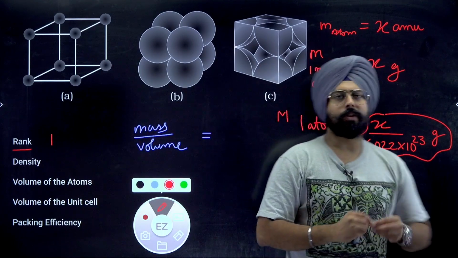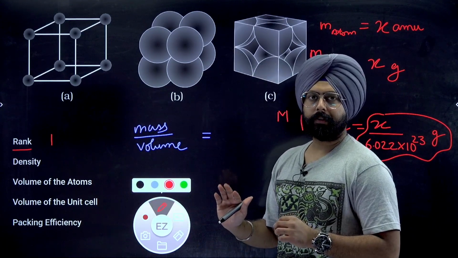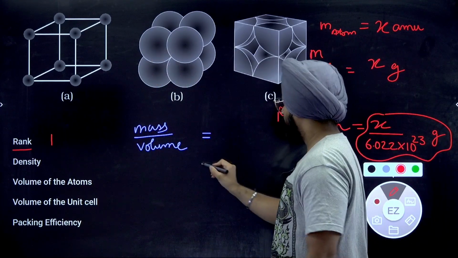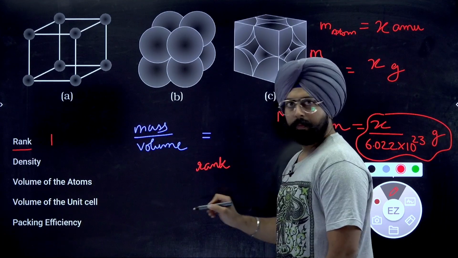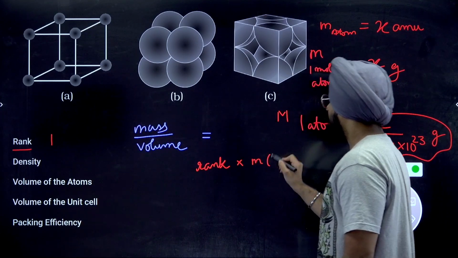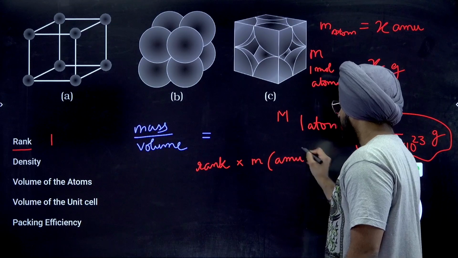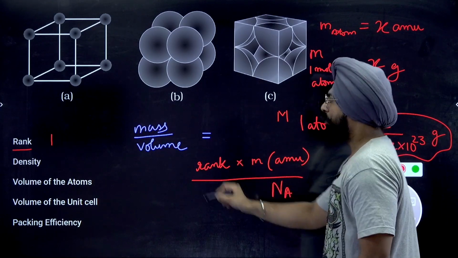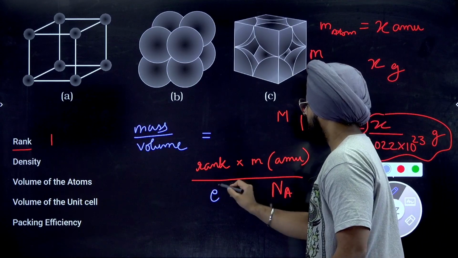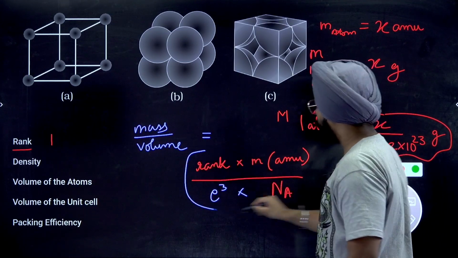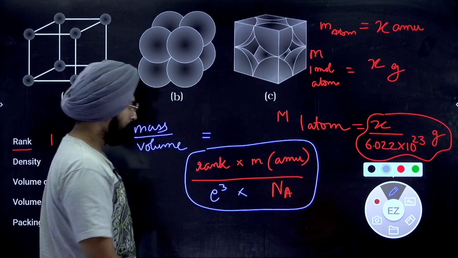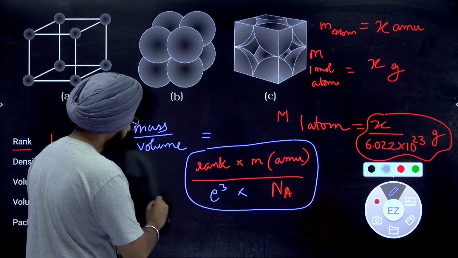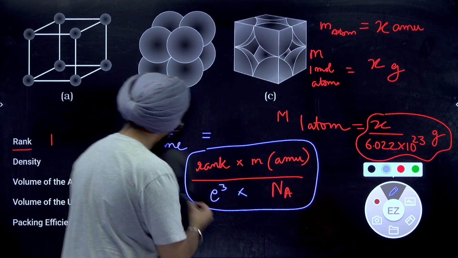Now, there's a certain formula of density that you will find in books. I'll show you what that formula is. The mass inside any unit cell would basically be equal to the rank of the unit cell into the mass of the atom in AMU. If I have to take this in grams, I have to divide the mass in AMU by the Avogadro's number. And of course, since I have to divide by volume, the volume is H cube. So my dear friends, this is a formula that you will find in your textbooks. Rank sometimes is written as Z. Mass in atomic mass units is sometimes referred to as W.